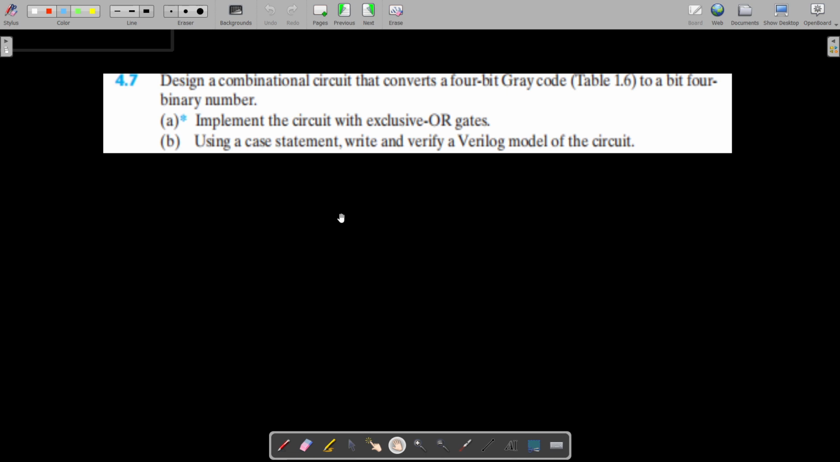Now let's go through the problem. This is problem number 4.7 from Digital Design by Morris Mano, 5th edition. We are asked to design a combinational circuit that converts a 4-bit gray code, which is given in table 1.6, to a 4-bit binary number. Implement the circuit with exclusive OR gates. We are going to do only part A. Let's get started.